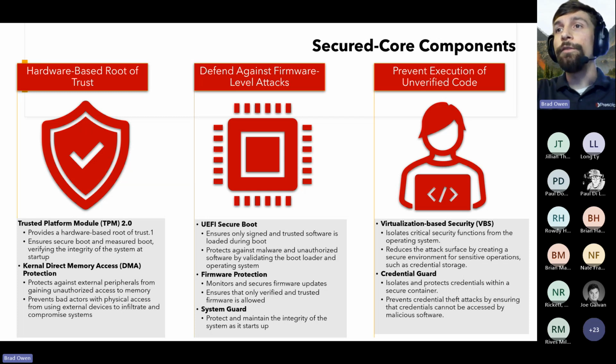Our third pillar is preventing the execution of unverified code. And we do that using virtualization-based security, which helps isolate critical security functions from the operating system, so that if a VM is compromised, we ensure that the host also can't be compromised. We implement credential guard, which helps isolate and protect the credentials within a secure container.